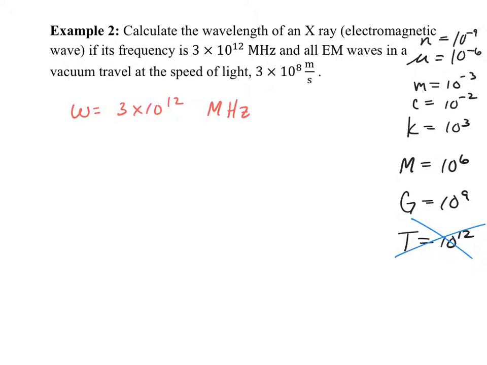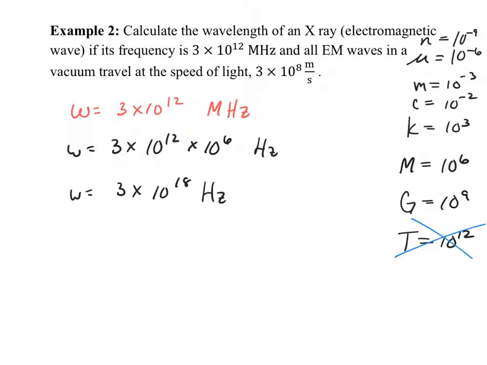Now, for mega, we see mega is 10 to the 6. So we're going to replace that capital M with 10 to the 6. And the easiest way to do it is to literally just rewrite this as 3 times 10 to the 12 times 10 to the 6 hertz. And then obviously, if I have the same base and I'm multiplying two things, I can just add the exponents. Okay, add the exponents. So this becomes really a frequency of 3 times 10 to the 18 hertz. So that's our frequency that we're going to use in this problem.